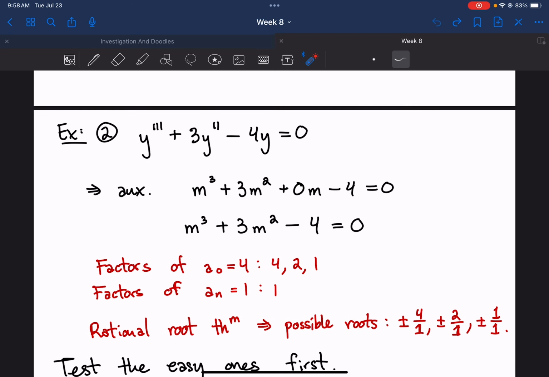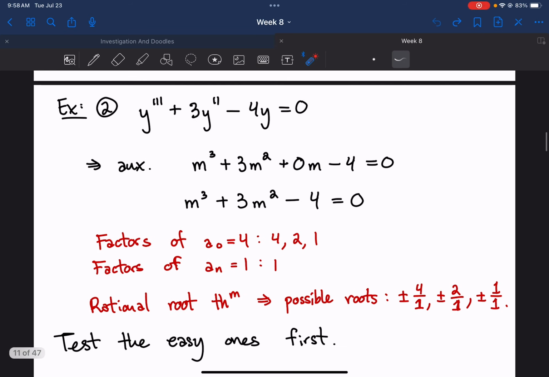Here's an example. y''' plus 3y'' minus 4y equals 0. The auxiliary equation in this case is m cubed, because for each derivative we get a power of m. m cubed plus 3m squared. There's no y prime, so we're going to have plus 0m minus 4 equals 0.